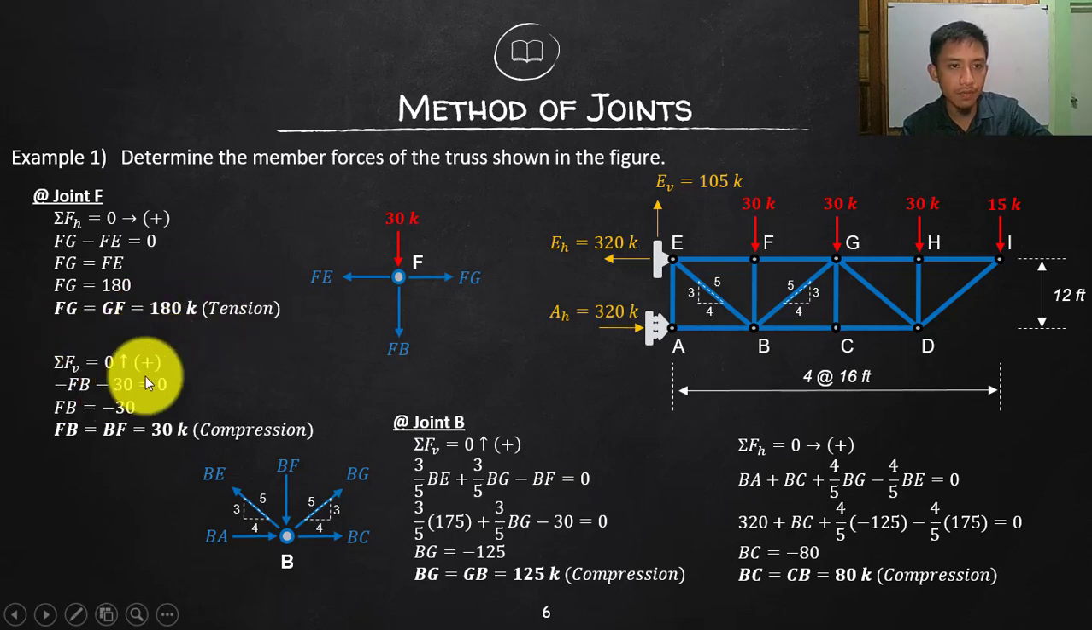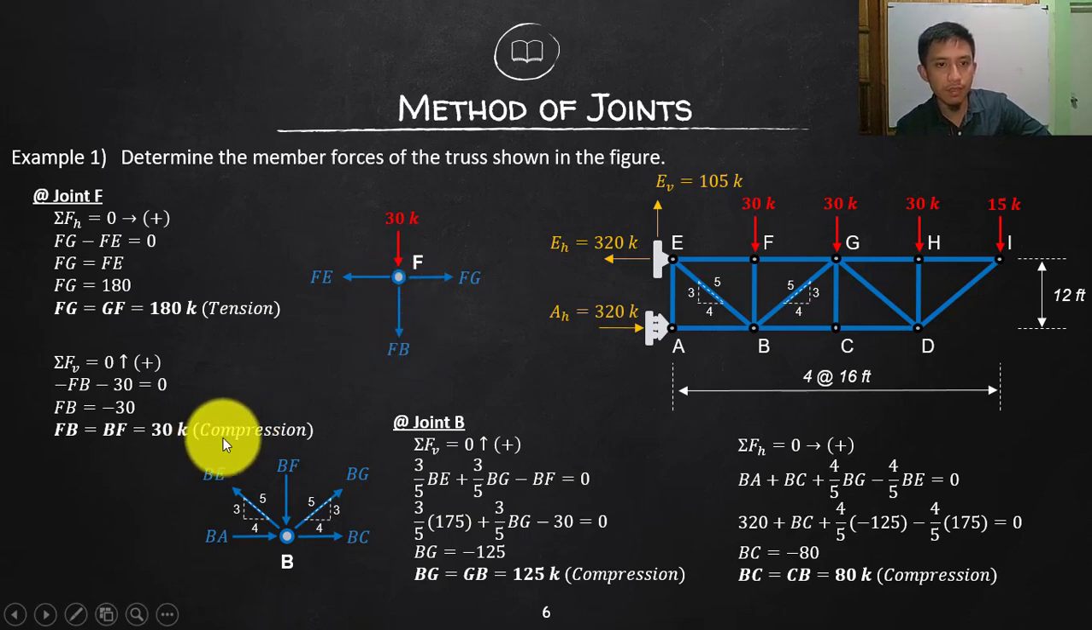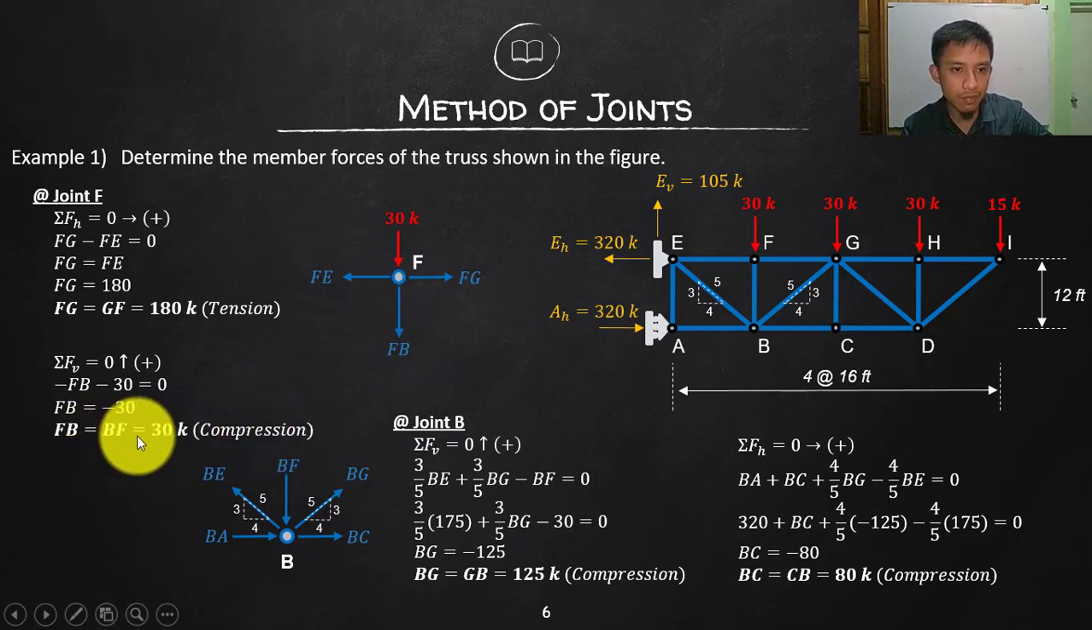Then summation vertical, going up is positive. So this is now all going down, so negative. FB, negative 30. Transpose, this FB will go on the other side to be positive. So FB is equal to negative 30. So again, the negative only means the opposite. So my assumption here is wrong. So that should be going towards. It means it is a compression. So FB is equal to BF, that is 30 kips compression.